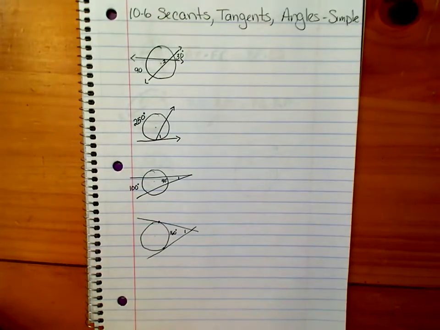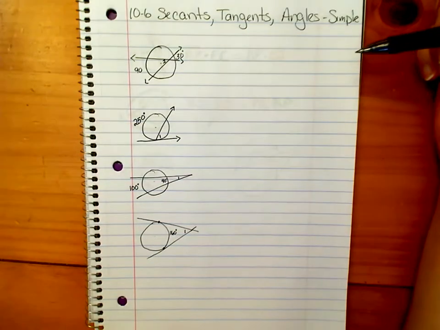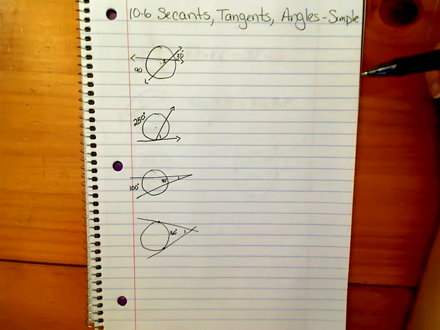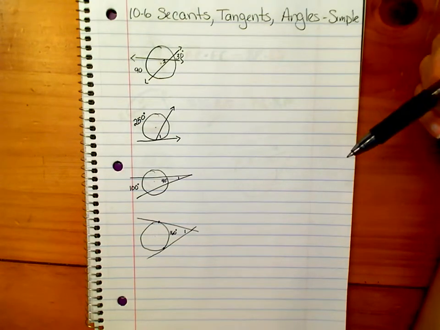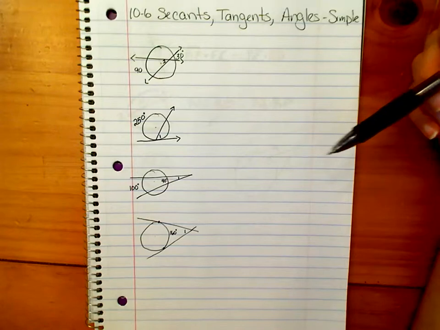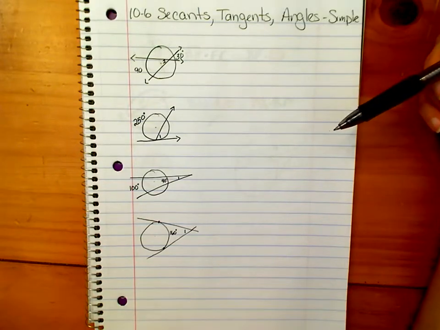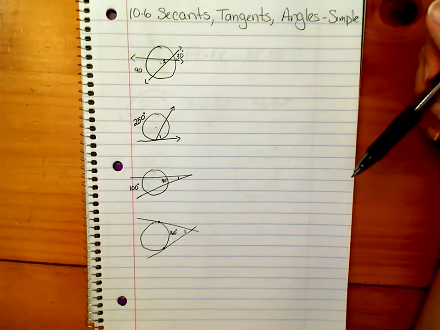So this lesson is about secants, tangents, and angles, and these are kind of simpler problems. Number 2 gives you a couple more difficult problems. We need to remember all our rules because we've learned about secants intersecting inside the circle, outside the circle, tangents in a secant, and 2 tangents. So keep in mind all those rules.